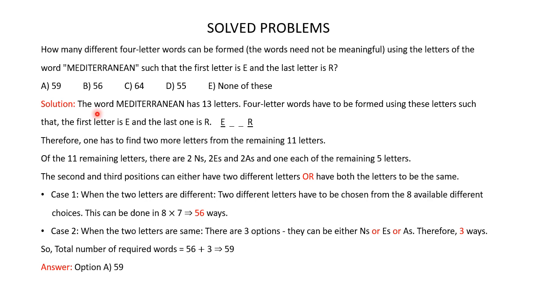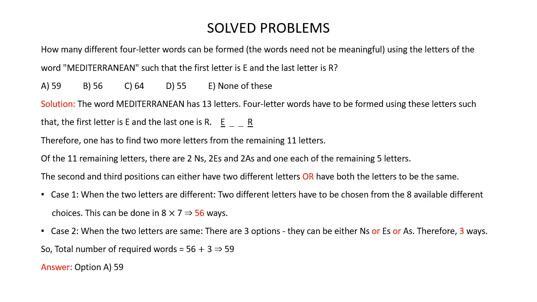The word Mediterranean has 13 letters. Now 4-letter words have to be formed using these letters such that the first letter is E and the last letter is R. Now you have to find 2 more letters from the remaining 11 letters.